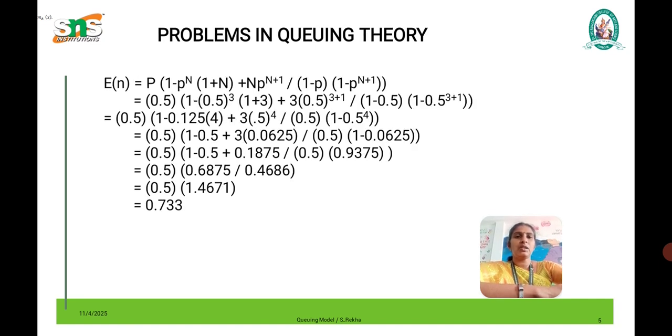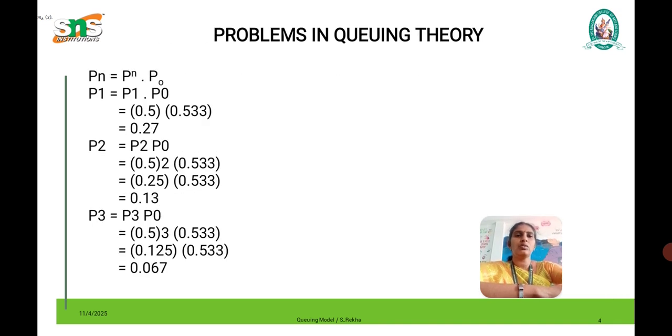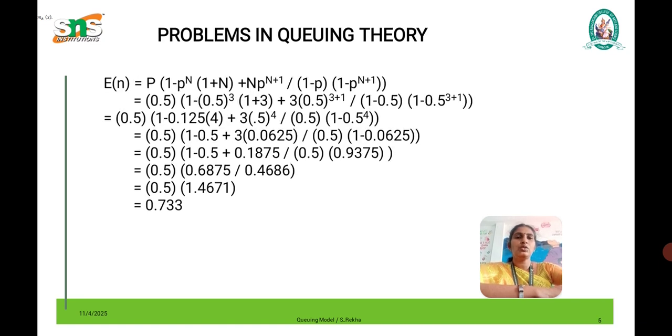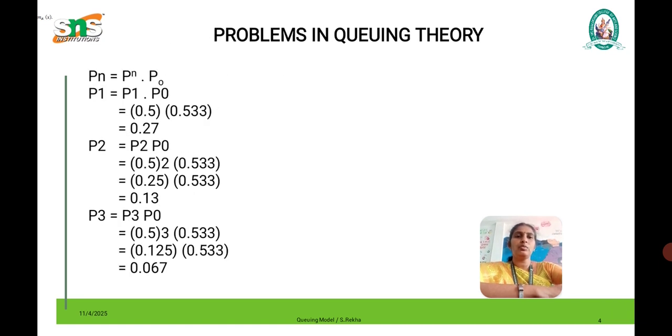Next we have to find the values for n. The yard capacity is 3 trains, so you have to find P1, P2 and P3. The P1 formula is rho times P0, so 0.5 into 0.533, which we already found for P0. Multiplying these two values we get 0.2665. Then P2 equals rho squared into P0, that is 0.5 squared into 0.533. Multiplying these we get 0.13, and similarly we get the value for P3 also.